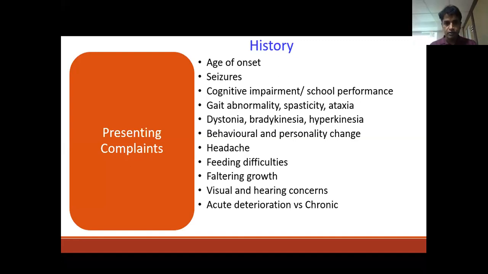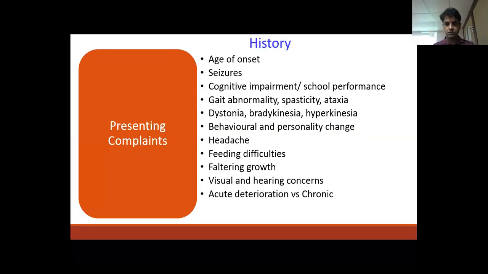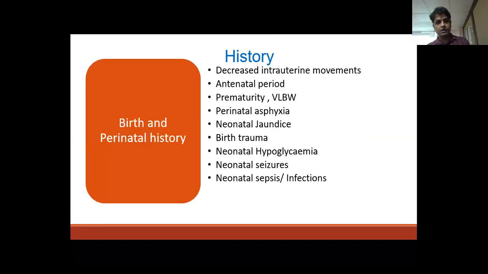Okay, faltering growth, visual and hearing concerns, acute deterioration versus chronic. So acute deterioration is usually in favor of a metabolic condition or a mitochondrial disorder. The child previously doing well deteriorates acutely with a febrile illness. Okay, other things in history.